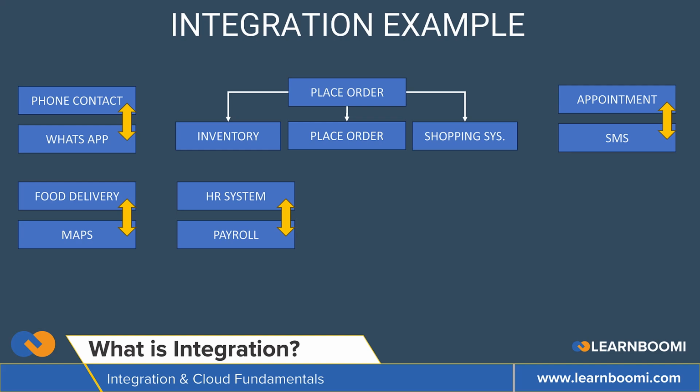So here's a very simple example, very easy to visualize. First one is the phone contacts plus WhatsApp. I'm trying to give you a real-time example for defining the word integration. So when you save a person in your phone contacts, they automatically appear in WhatsApp. What's happening? Two apps are sharing the information via the integration between the two applications.